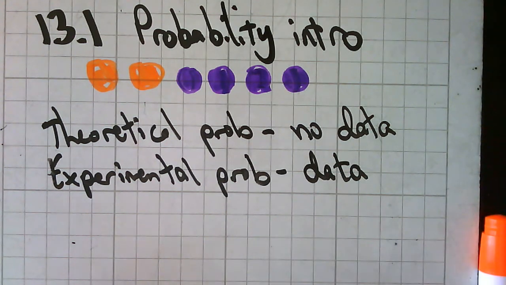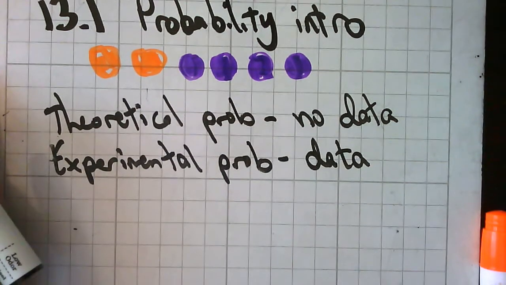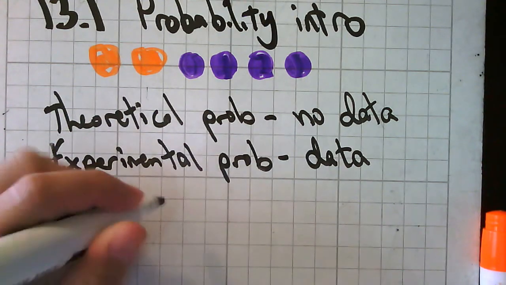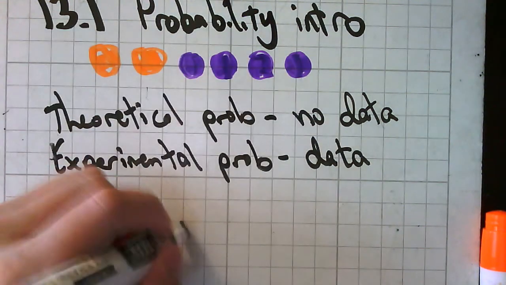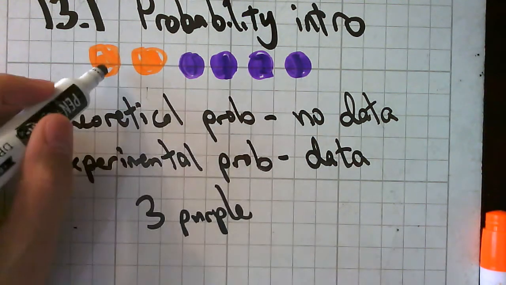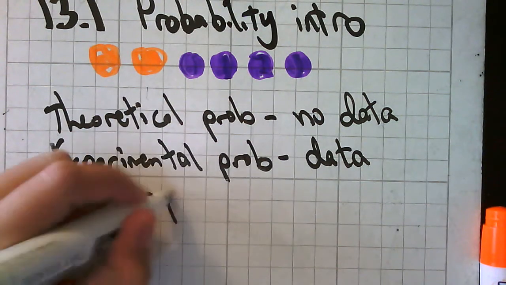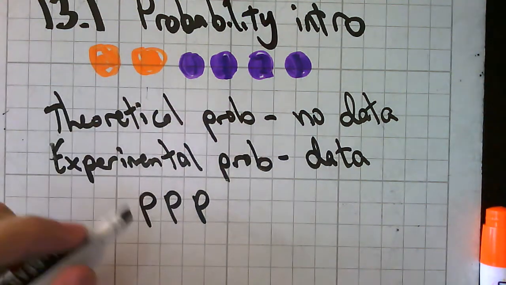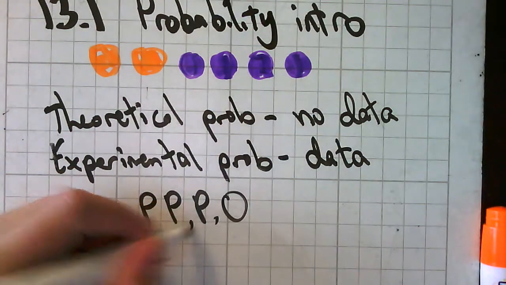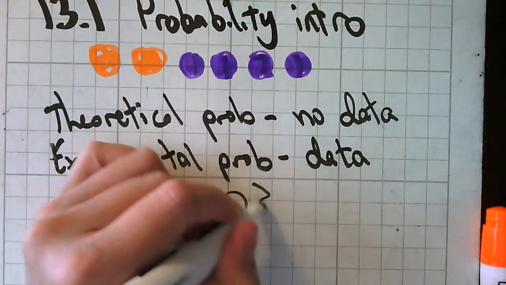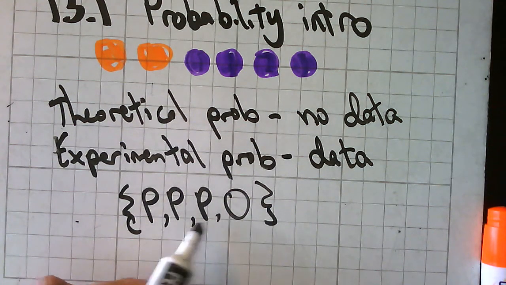So let's take an example. Let's say I drew a marble four times, right? And three times I got purple. And then usually you write it like this. Purple, purple, purple, and then let's say the last time I drew an orange. Okay? So this is now what's called your data set. I drew a purple three times and then an orange once.